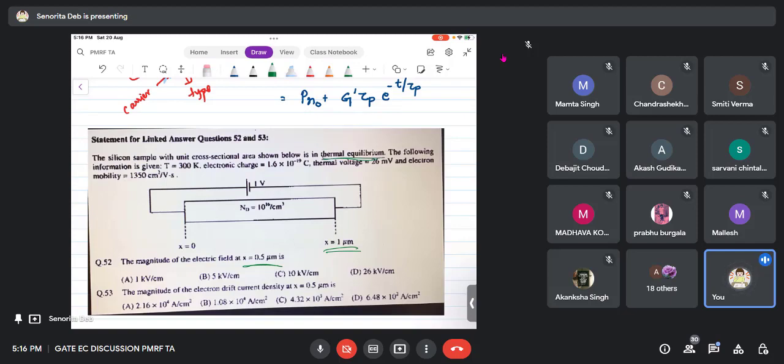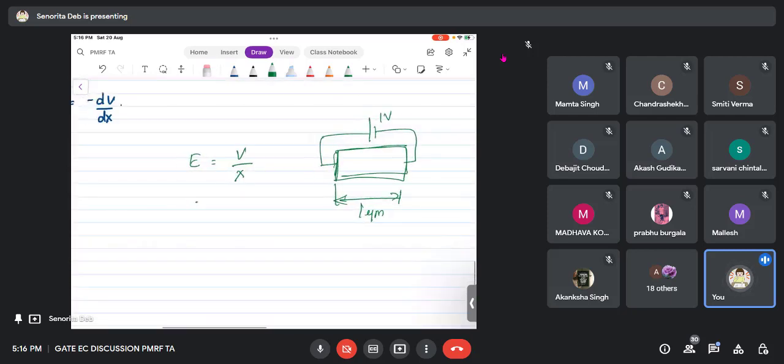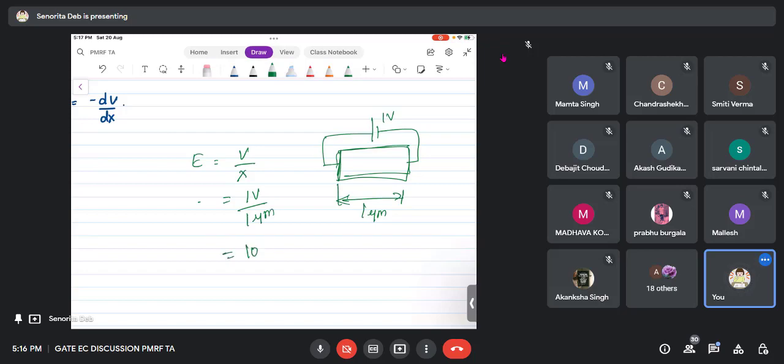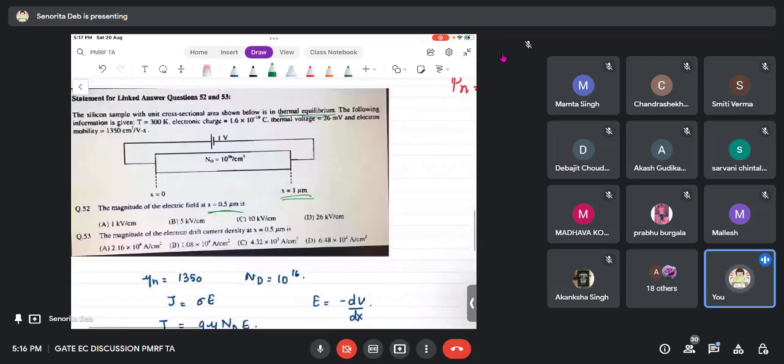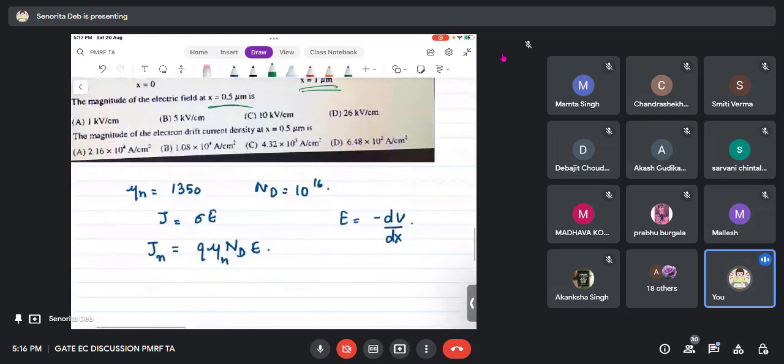The entire semiconductor is at thermal equilibrium, and therefore the electric field will be given by what is being applied to the total. There is no variation. So this will be 1 volt by 1 micrometer, so it will be 10 kilovolt per centimeter. That is what it will come, and that is what is given in the options. And in question 53, that is basically directly using the formula. You can just put it and get the answer.